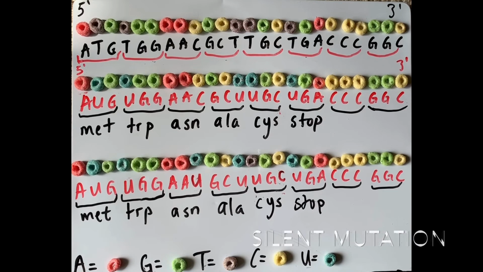And for the missense mutation, I had a transversion mutation because it went from a purine to a pyrimidine. It went from a U to an A. For the nonsense mutation, I also had a transversion because it went from a C to an A. So it went from a pyrimidine to a purine.